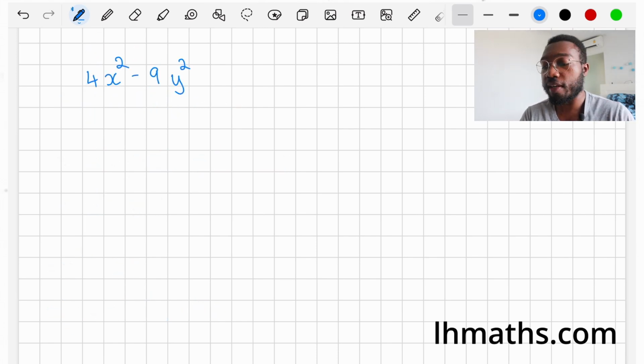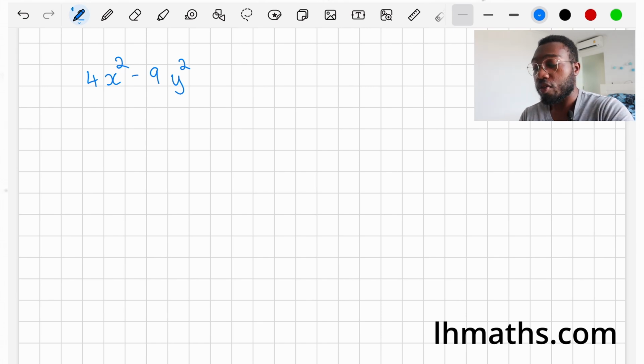Okay, so we can also have something like this as well. We have 4x squared minus 9y squared. At first, this may look a bit weird because 4 and 9, there's no factor between them, and same with x squared and y squared. However, if you look at this question again, this is similar to the question we just did, a difference of two squares.